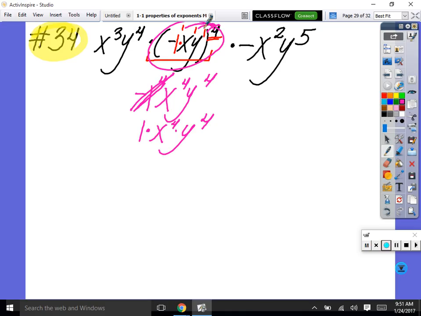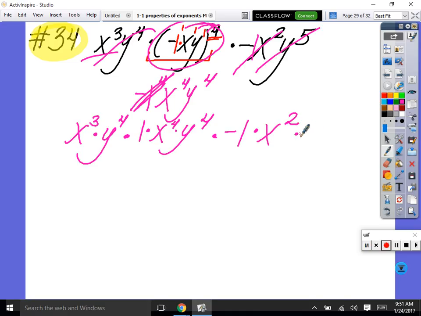We can't forget, we also have x to the 3rd times y to the 4th times all that stuff. And we also have times, oh, this is not negative x squared, it's really negative 1 times x squared, right? You see I'm just rewriting it a little bit prettier for myself. And then we still have times y to the 5th. So now let's reorder it. You can do it. Now just reorder it.